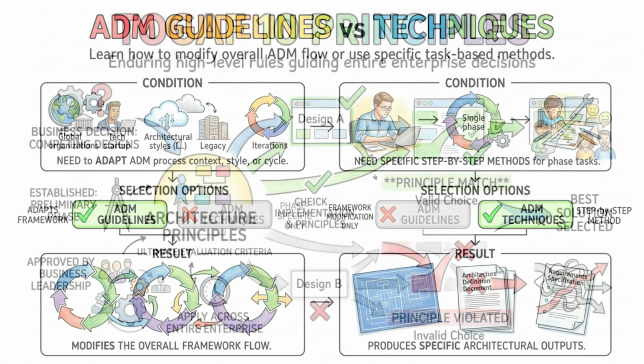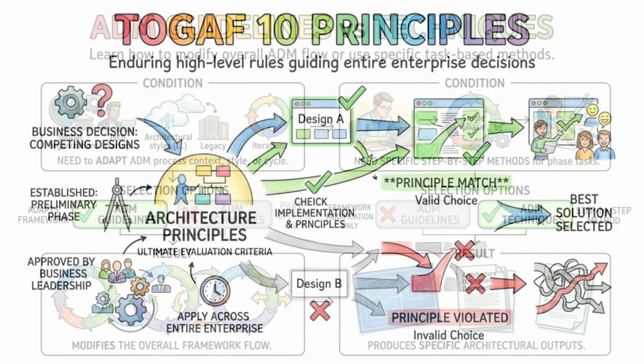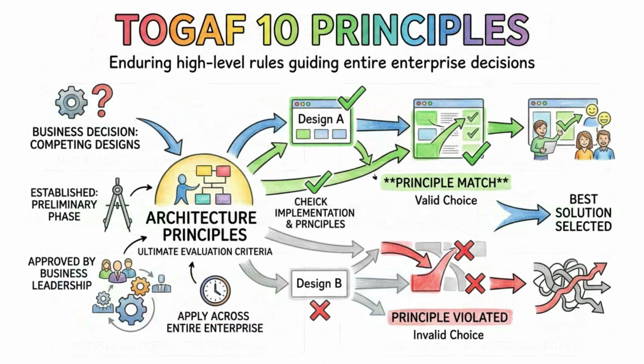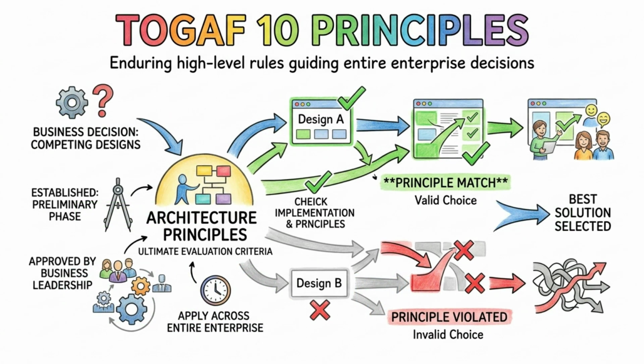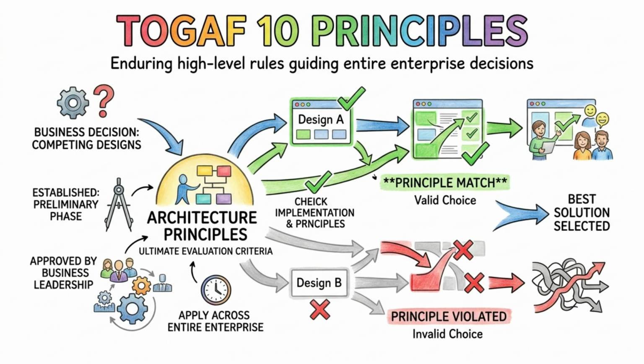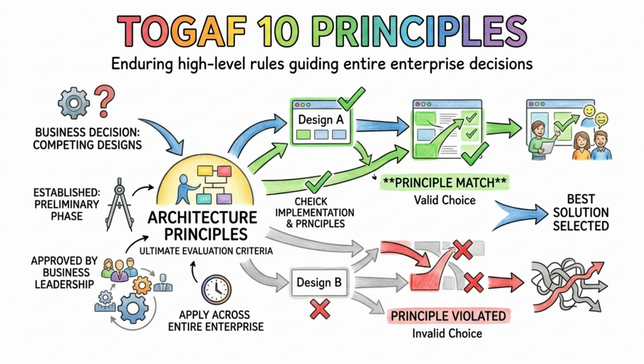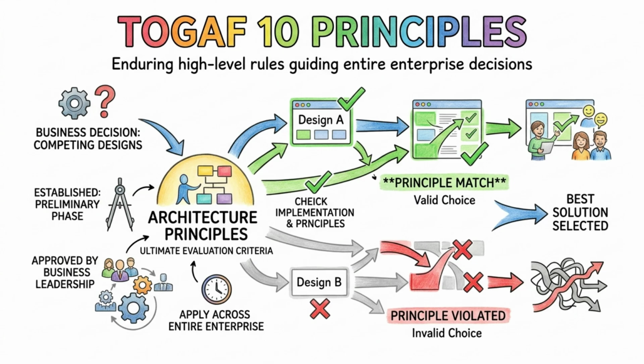Architecture principles are enduring, high-level rules and guidelines that inform and support how an organization fulfills its business mission. Principles are established during the preliminary phase and apply across the entire enterprise to guide all technology and business decisions. Because principles are intended to be long-lasting, they are rarely amended once approved by business leadership. On your exam, remember that architecture principles serve as the ultimate criteria for evaluating competing design options.